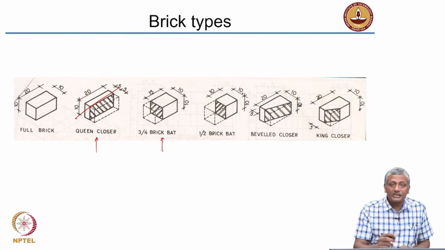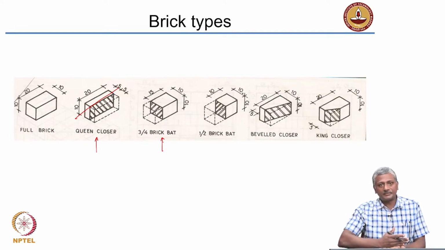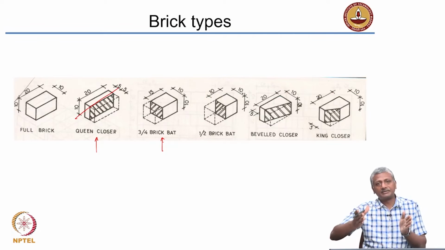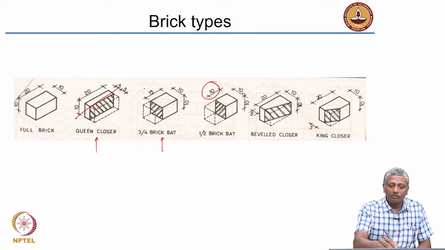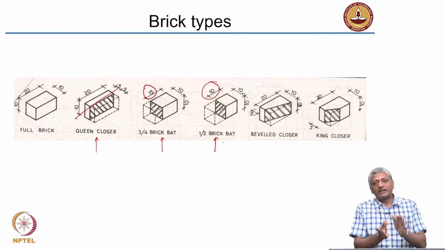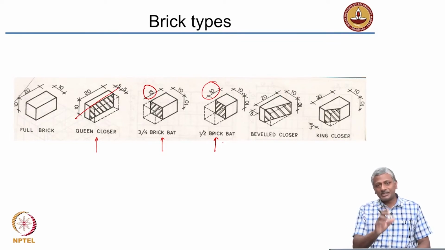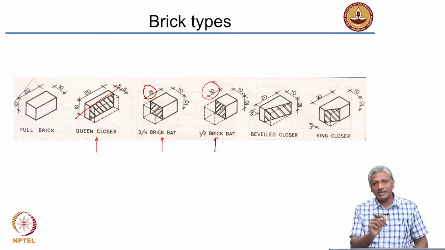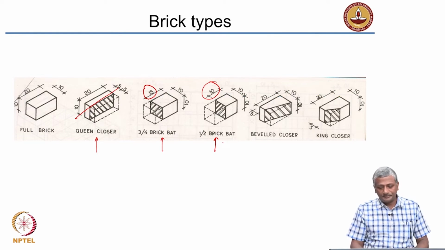A brick bat is when you cut the brick in the other direction, the transverse direction, to make bricks of different length. So, instead of 20, now you have a length of 15 for a 3 by 4 brick bat, or you have a length of 10 for a half brick bat. So, you can cut bricks in different fashions to get different types of special bricks out of it, and these special bricks have very particular needs to fulfill when you actually construct the entire wall.